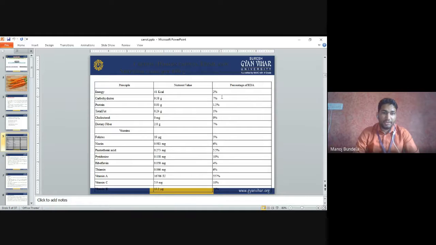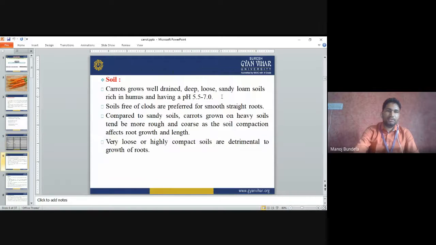Vitamins: folates 19 microgram, niacin 0.983 milligram, pantothenic acid 0.23 milligram, riboflavin, thiamine, vitamin A, vitamin C, and vitamin K. These are the vitamins in carrot.